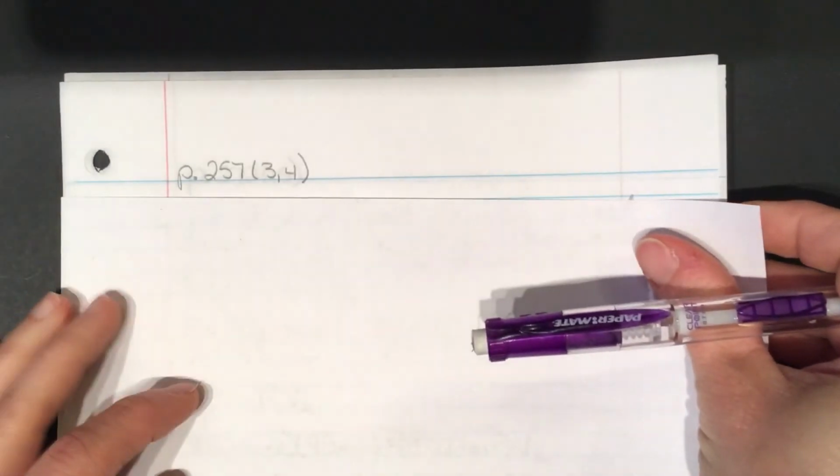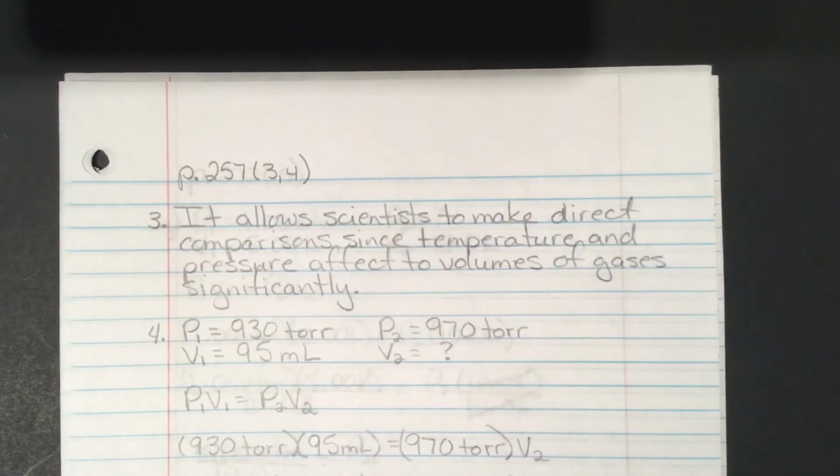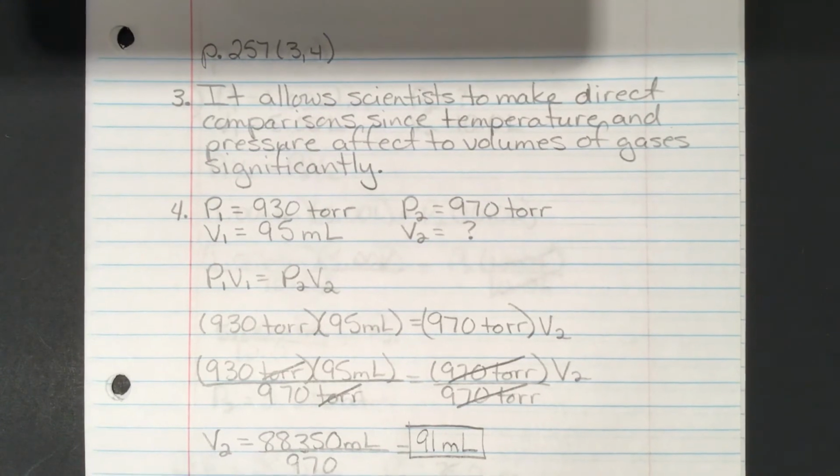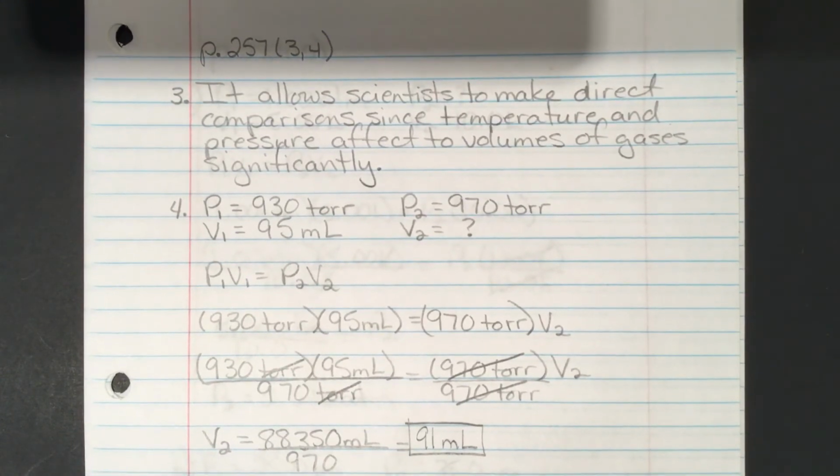Okay, so what I want you to do is take a look at page 257, numbers 3 and 4, and read those over and try to answer them yourselves right now. I'll give you a few seconds and then I will give you the solution to those. Okay, so here are the answers, and I'll explain them in a minute, but if you got them right, you can just move on.